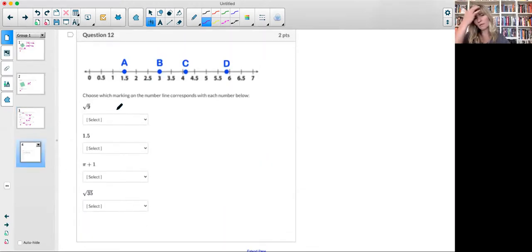So choose which marking on the number line correctly corresponds with each above. Square root of 9 is exactly 3, so you would have chosen B on this one. 1.5 is labeled as exactly 1.5. It's right there on the number line. Pi plus 1, pi is 3.14, so pi plus 1 is like 4.14. That one is C. Type anything in your calculator that you need to. Square root of 35 is just under square root of 36, which would be 6. So D is the one that is just under 6.